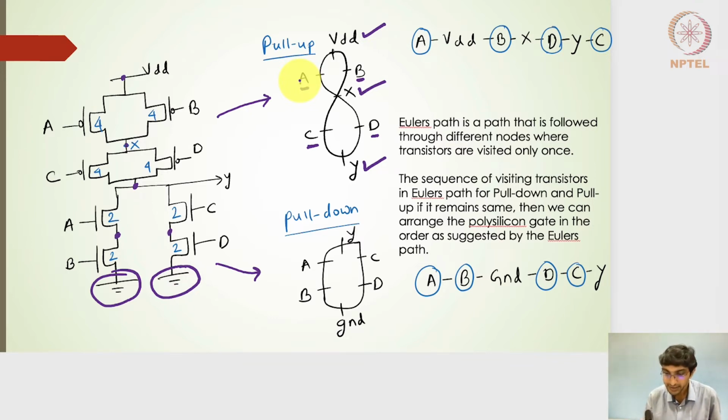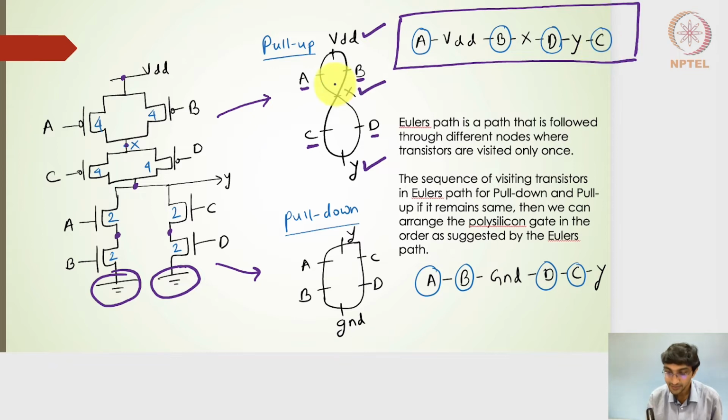But this particular path is revisiting the node and traversing the polysilicon gate only once, right? I can also have multiple combinations. I can have one combination starting from the polysilicon gate A, which means it starts from the X node, passes the polysilicon gate A, and then goes to the VDD node, and then comes back to the X node through the B polysilicon gate, and then goes to the Y node through the D polysilicon gate, and then from Y to X back, traversing through the C polysilicon gate, right?